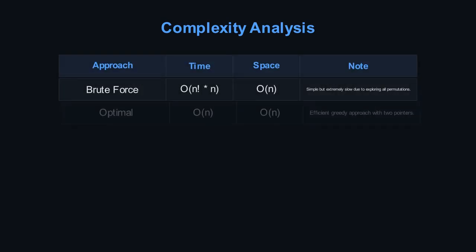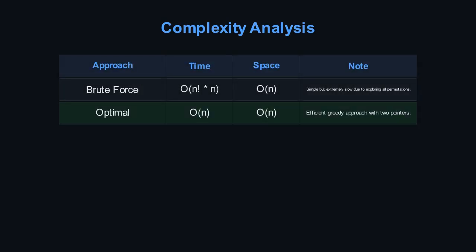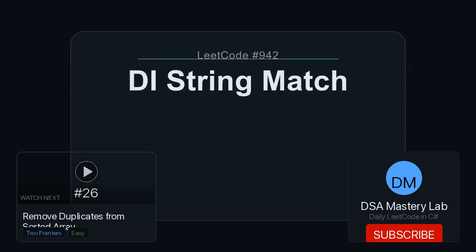This optimal solution runs in linear time, big O of n, because we iterate through the input string once. Space complexity is also linear, big O of n, for storing the result array. This two-pointer greedy approach is a classic.